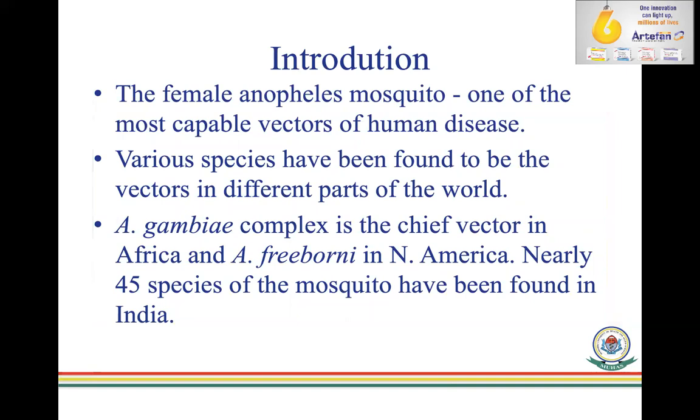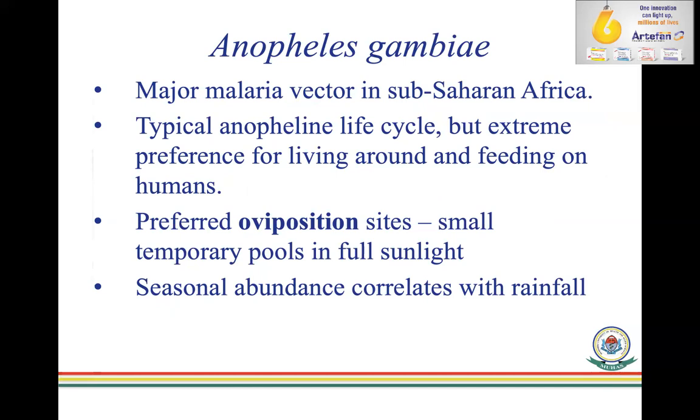Mainly the female Anopheles mosquitoes are the ones capable of transmitting malaria or other human diseases. Different species have been known to be vectors in different parts of the world. For example, the Anopheles gambiae complex is a chief vector for transmission in Africa. Anopheles freeborni is mostly in North America, and nearly 45 different species of mosquitoes have been found in different places, including India. The major vector for sub-Saharan Africa is Anopheles gambiae.